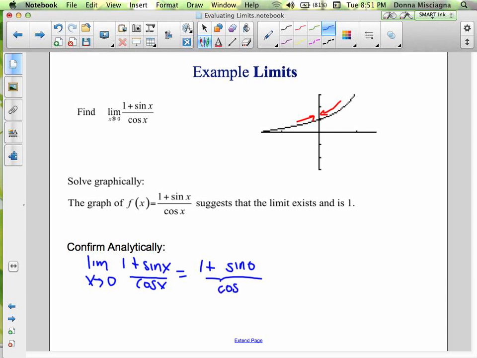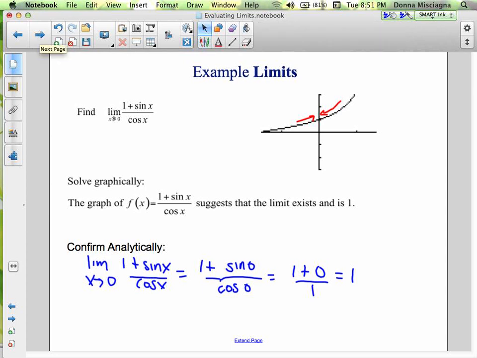There we are. So we have 1 plus sine of 0, that is 0, because sine is y. And cosine of 0, that's x, that's 1. I just keep wanting to make that an x. So that would be 1. So our analytic results confirm our graphical results, and indeed, our limit is 1. When you can substitute, go ahead and substitute. We'll look at what you do when you can't substitute in a later lesson.